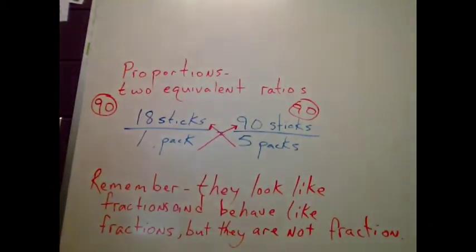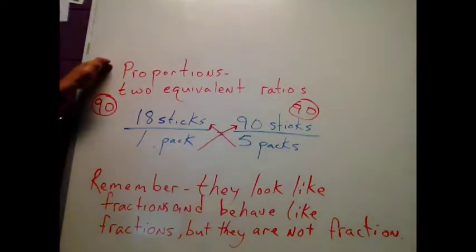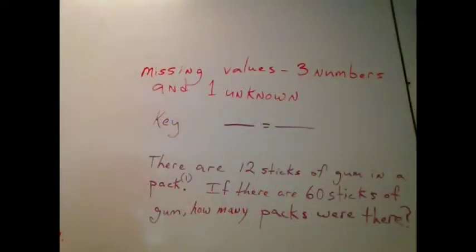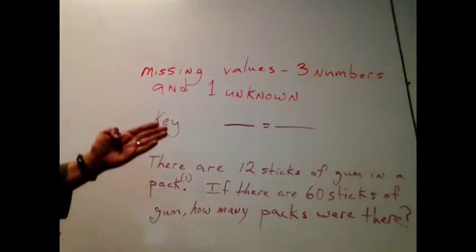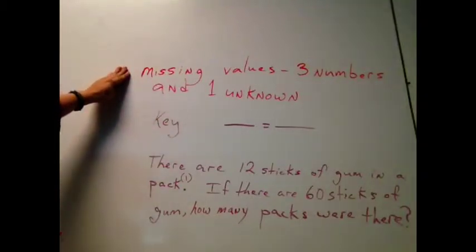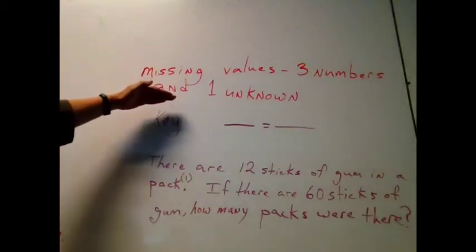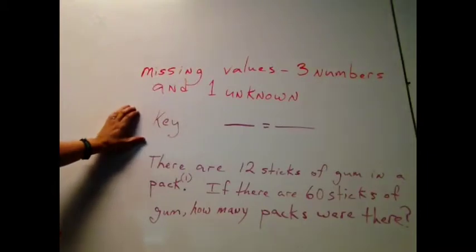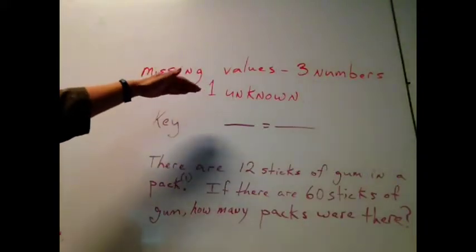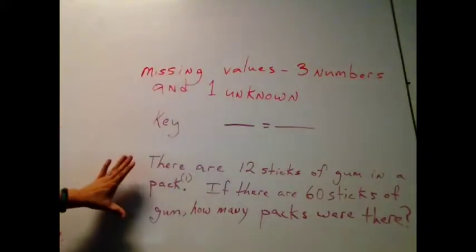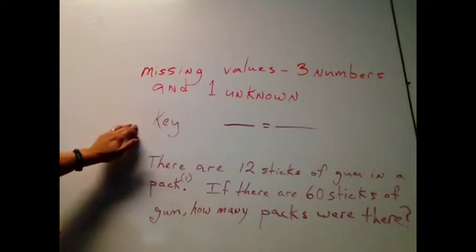The next thing we want to see is how do we find something that's missing. If we have a proportion, how do we find a missing value? One of the ways we can use proportions is when we have missing values. That means we have 3 numbers and 1 unknown. When you see 3 numbers that are related and 1 unknown we're trying to figure out, it's a good bet that we need to use our key.